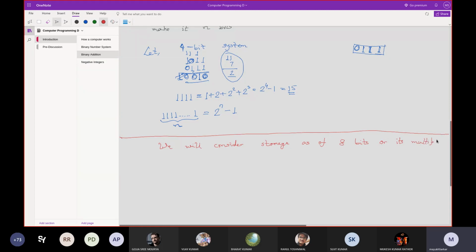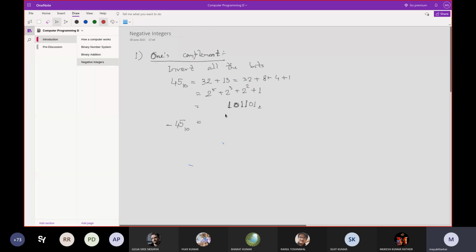That means 16 bit, 32 bit, or 64 bit, and so on. This is important and should be kept in mind as well. So here for 45, we have to prepend 2 zeros, because now this will be of 8 bits. So minus 45 will be 1 1 0 1 0 0 1 0 in 1's complement.